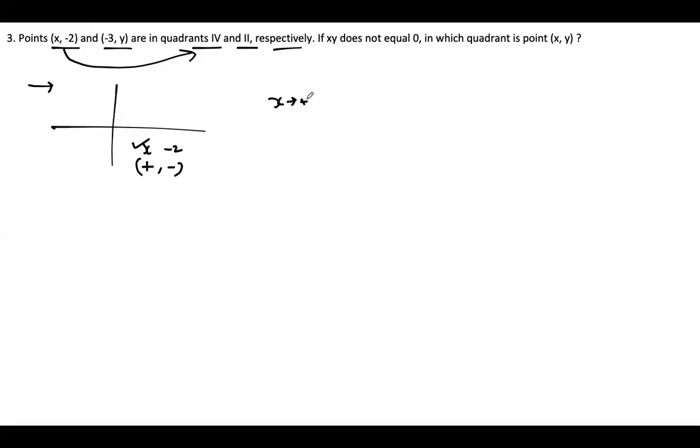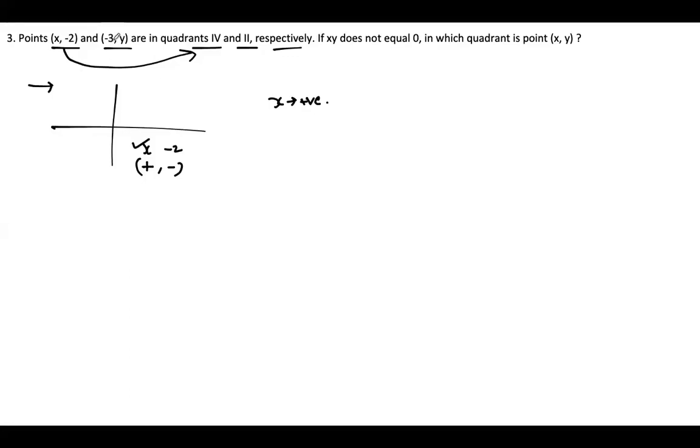Question number 3. Points x comma minus 2 and minus 3 comma y are in quadrants 4 and 2 respectively. That means this point lies in the fourth quadrant. Dipesh, what happens in the fourth quadrant? What is positive? What is negative? The x coordinate is positive and y is negative.